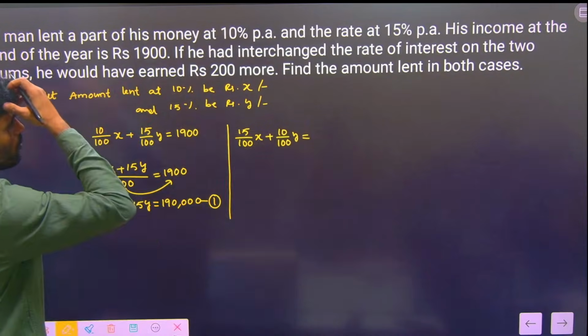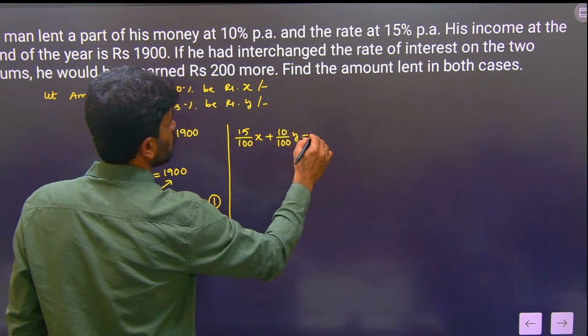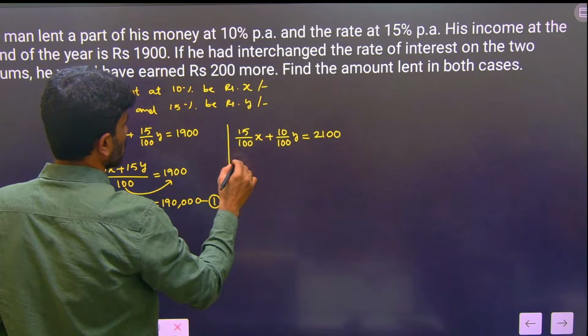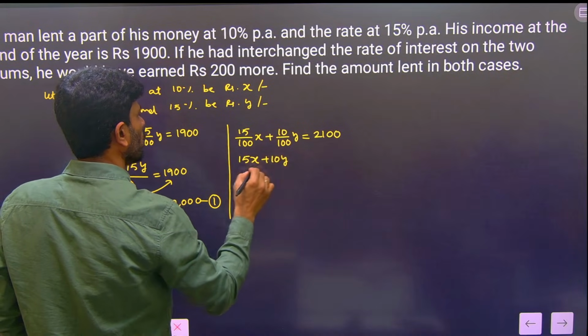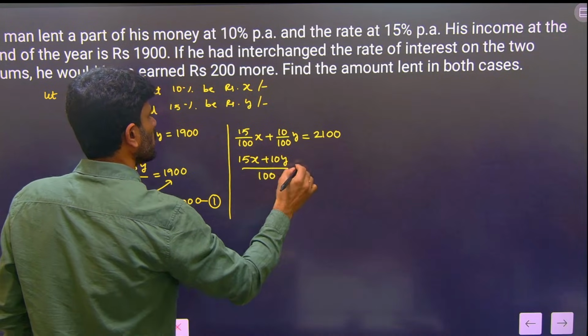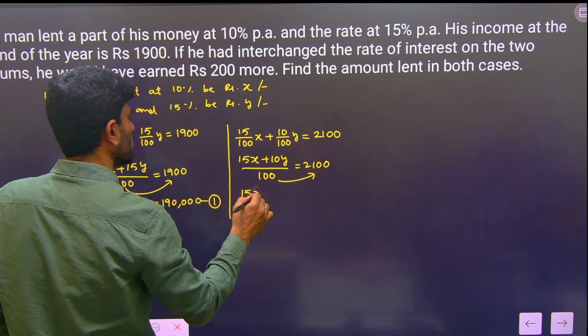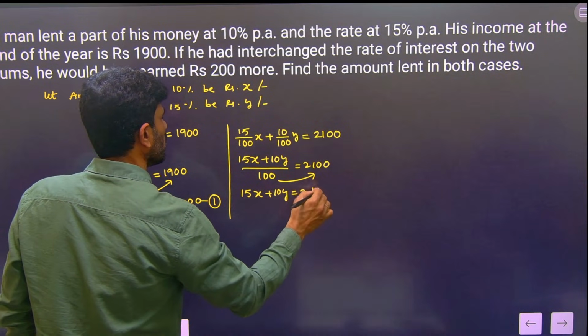Now how much in amount is increased here? 200 it is increased. Before it is 1900, now it becomes 2100 because 200 more it is. Now again, like before, the same (15x + 10y) divided by 100 is equal to 2100. Send this there, then we get 15x + 10y = 2,10,000.